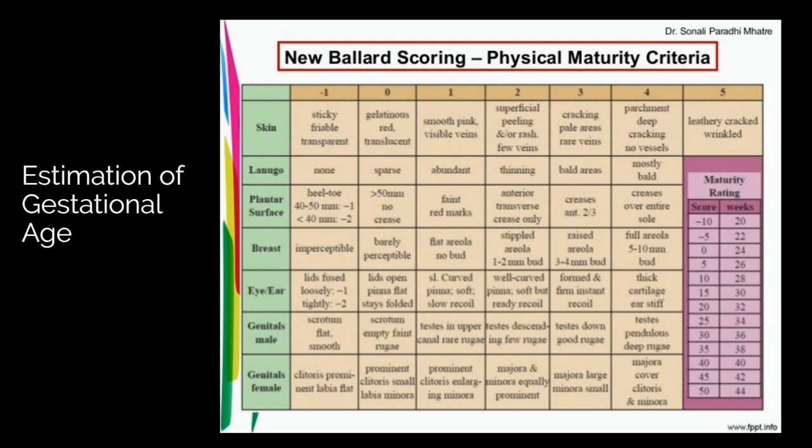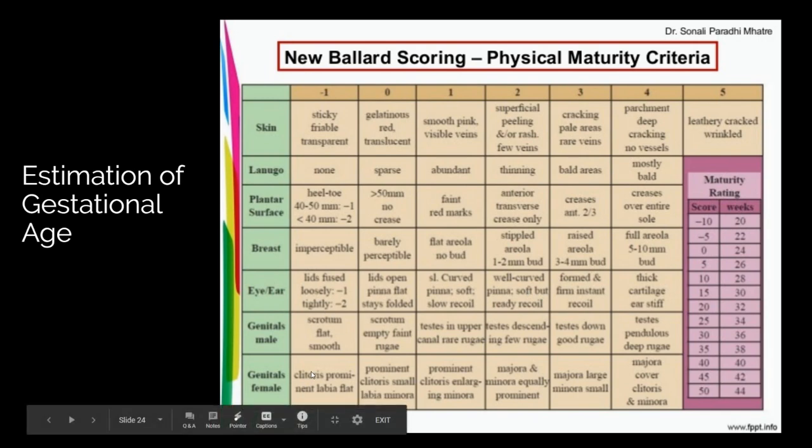It kind of goes all the way down on their forehead towards their eyebrows. Plantar surface. These are when I was talking about the creases. As I said, you get more creases as you get older. You can look at breast tissue. So that fatty tissue doesn't really develop until later in gestation. And so, you would look at development of the areola in the breast and look for some fatty tissue underneath. Eyes and ears, that cartilage that we talked about, and then the genitals, male and female.